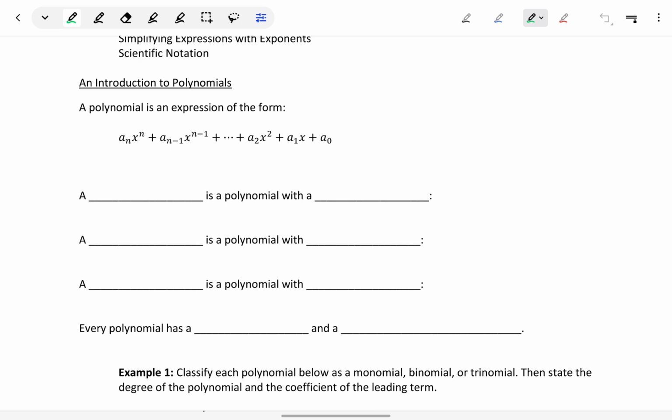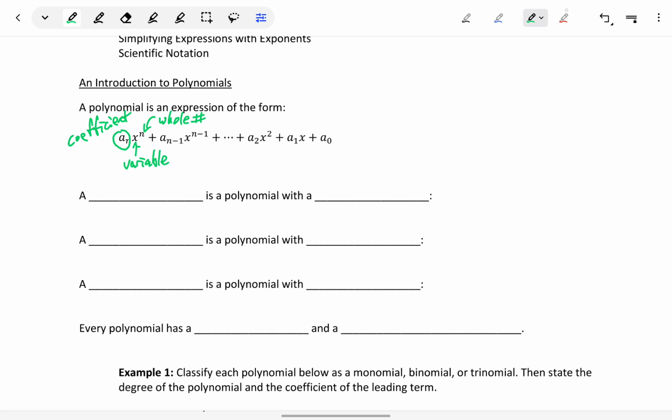Written as general form, it can look a little confusing, but really all we're saying here is that each a value is some coefficient, so some number times a variable raised to a whole number power. And then we have one or more terms.